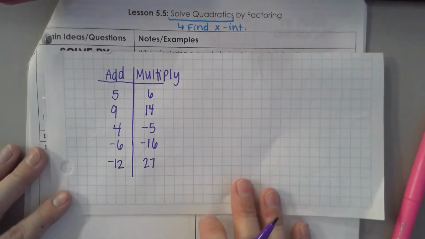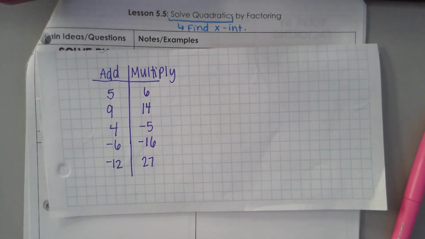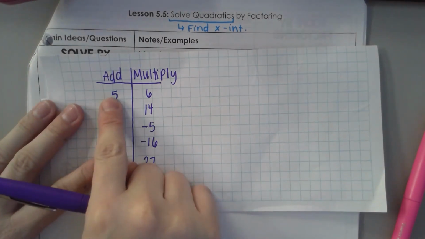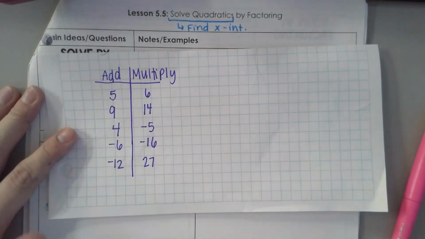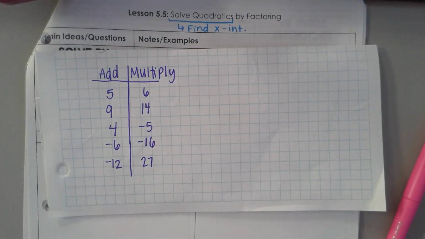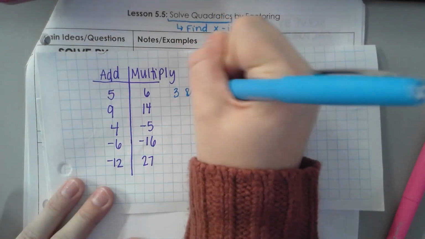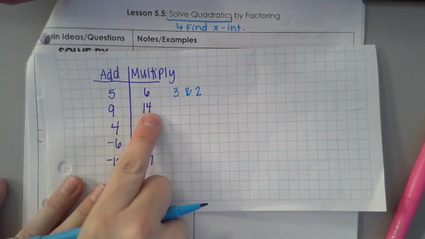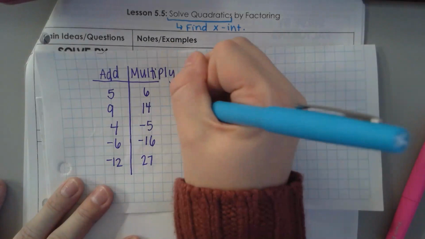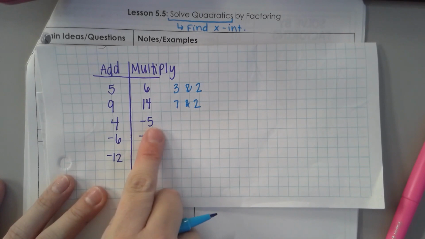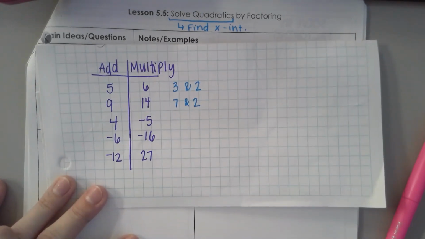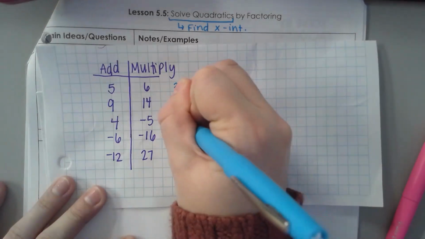So I want you to come up with two numbers that, like in this first example, I can add them and I get 5, I multiply them and I get 6. What are those two numbers? 3 and 2. What about add to be 9, multiply to be 14? 7 and 2. Good. What about add to be 4, multiply to be negative 5? Negative 1 and positive 5.